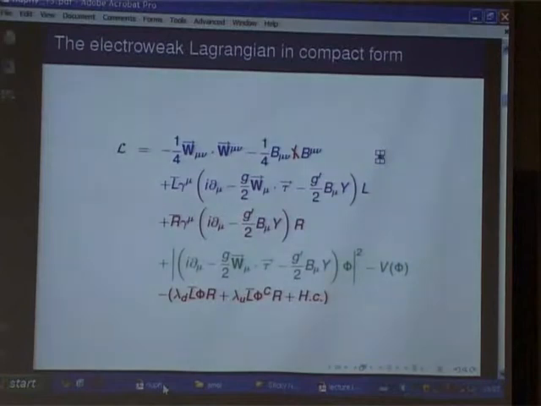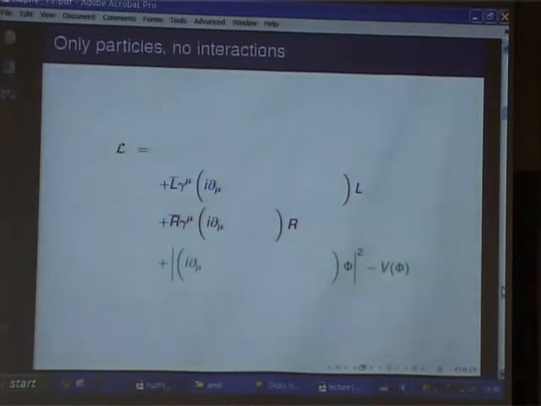So what we do for the next 15-20 minutes is go through these terms and see how they come out. First, we'll only look at a situation where we have only fermions. There are no interactions. So free fermions and free Higgs. We know that when we have only free particles, the only thing we get is the kinetic terms. When that happens, the standard model looks very, very simple.